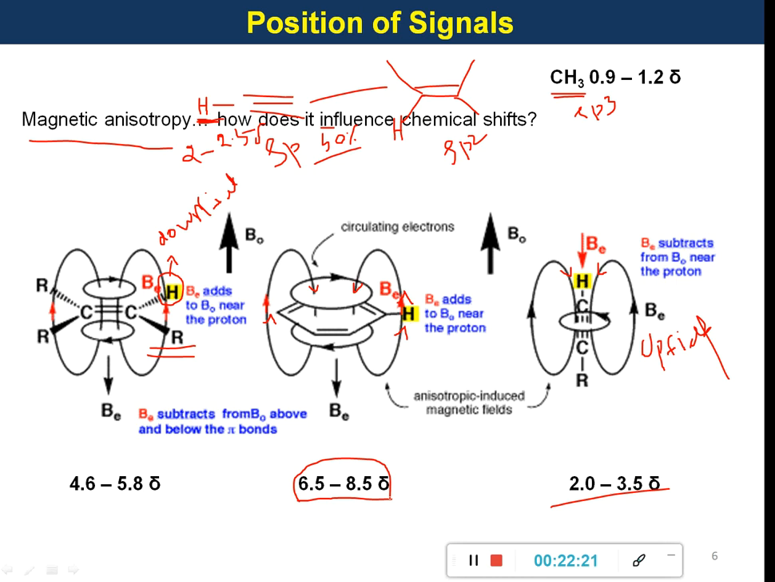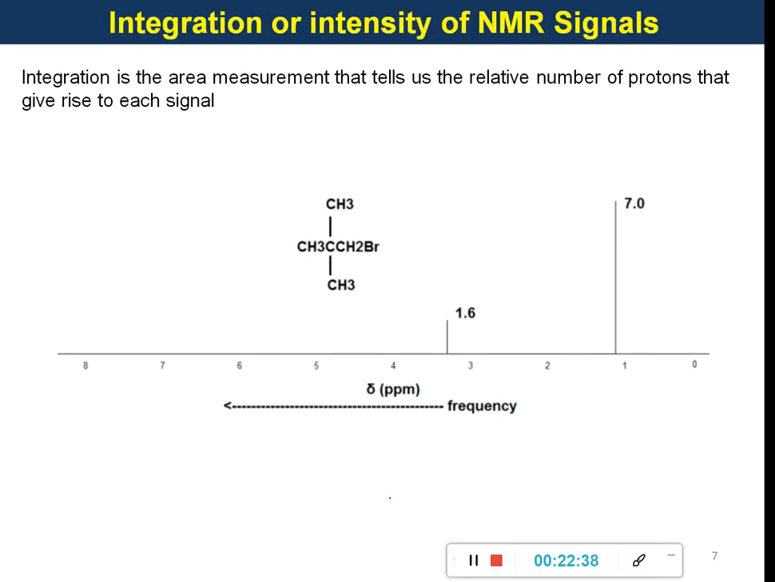So, that is in the range of 6.5 to 8.5 delta. Hence, from the NMR spectrum, from the position of the signal, we can come to a conclusion about the nature of the proton that is present in that particular organic compound or any compound.